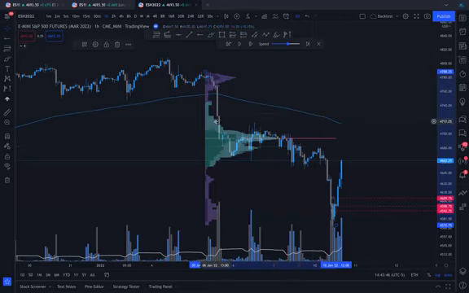And this is just one piece of the puzzle, right? There's a lot to consider when you're trading. Again, I always start my day looking at the higher time frame.